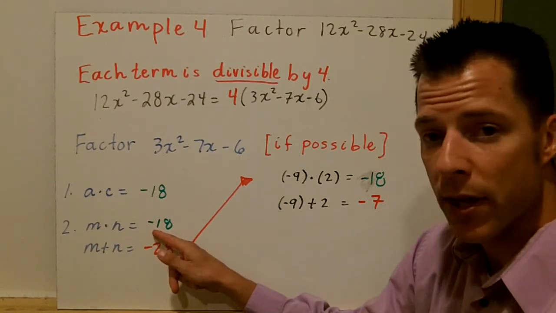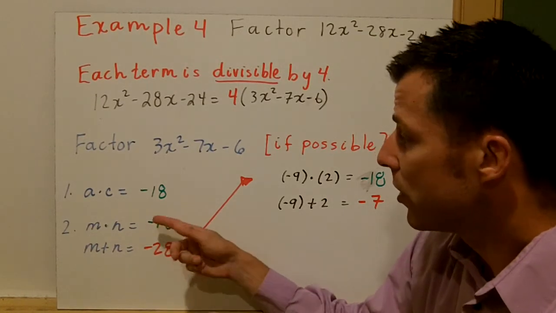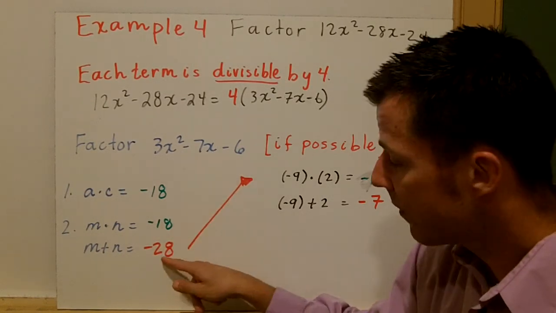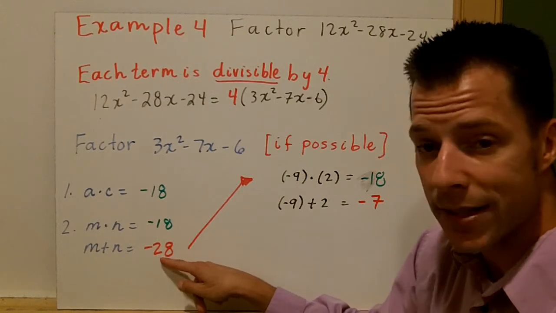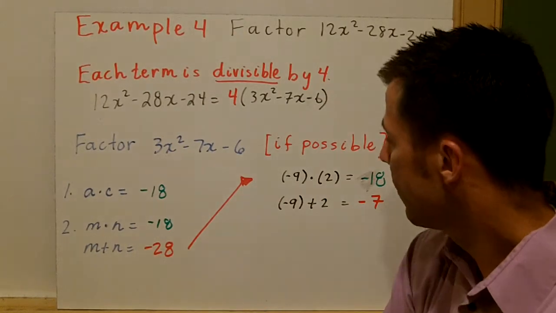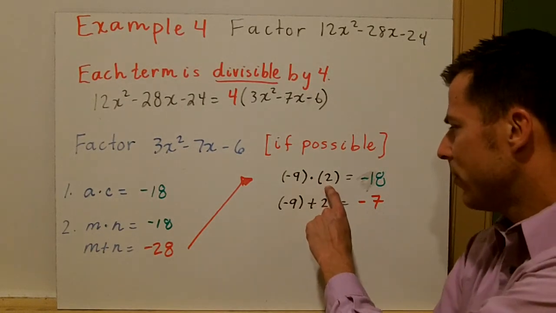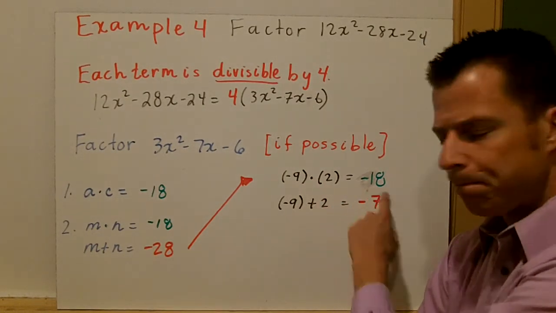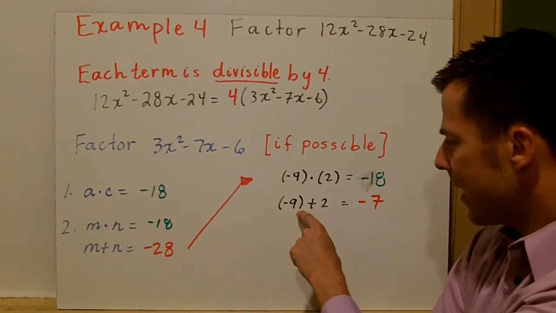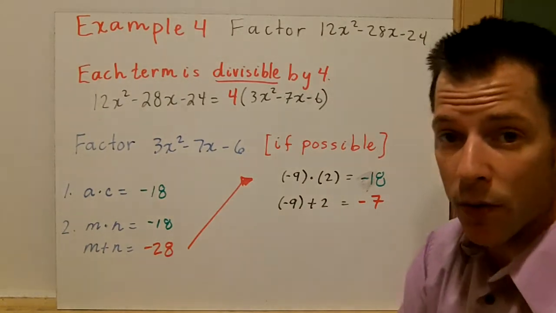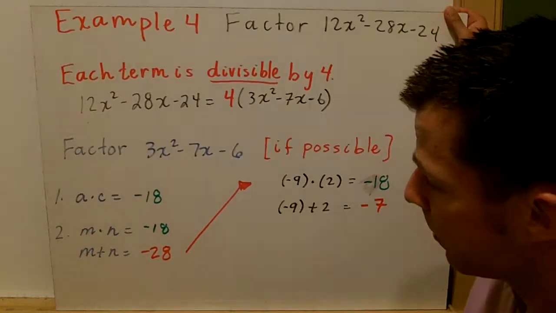Two numbers that multiply to be negative 18 and add to be negative 7. So that's a mistake there. Just remember that's minus 7. So we have to see if this is possible. I take negative 9 and 2, and I get negative 18. And if I add negative 9 and 2, I get negative 7. So I do have two numbers that work, m and n. So this is factorable.